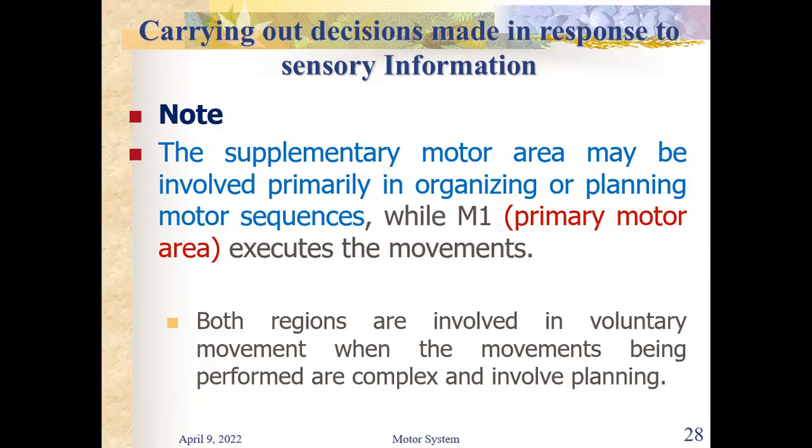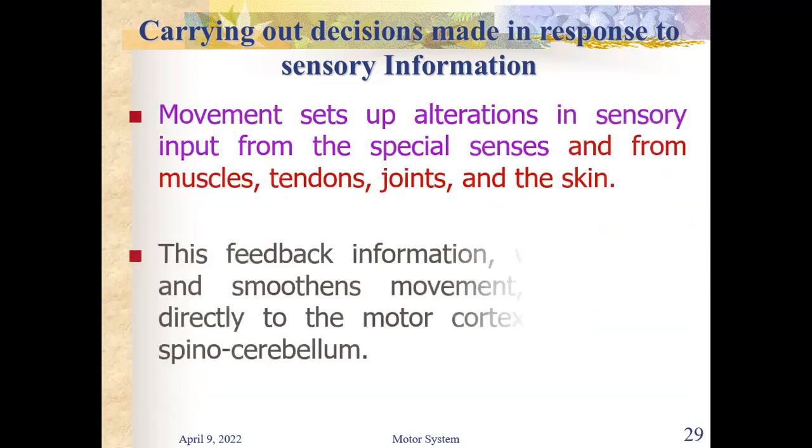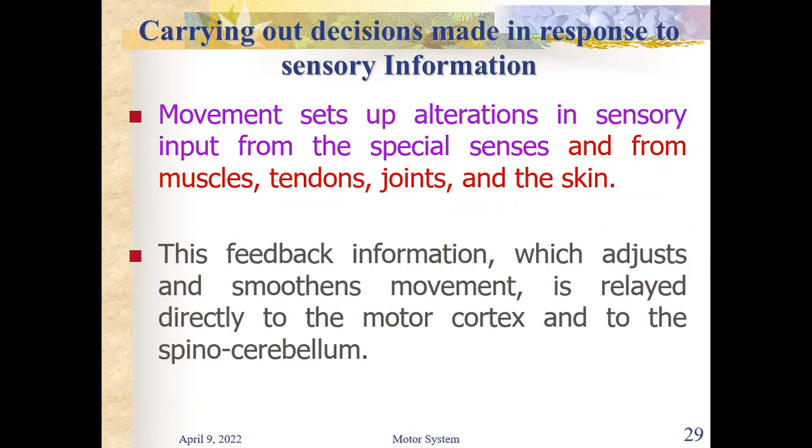Okay, so the supplementary motor area and the primary motor area, they are all involved in planning, organizing, and execution of movements, especially the primary motor area, which is mainly involved in execution of movements, okay? So what were we trying to say here?